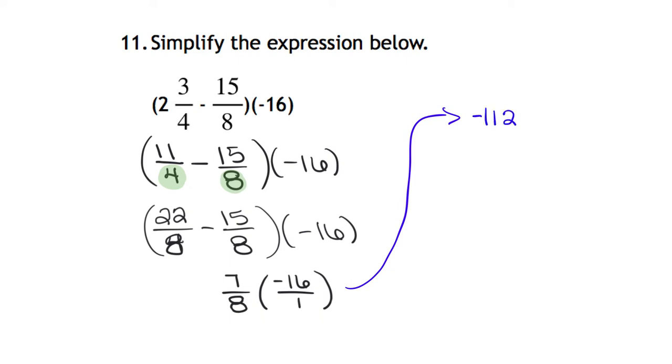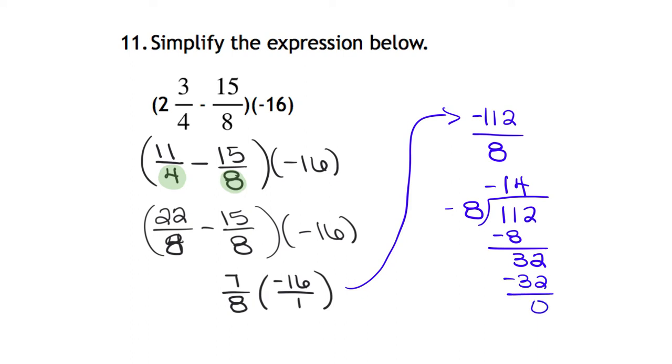Negative 112 over 8. And heaven forbid we remember how to divide. So if we go 112 and we divide that by 8, how many times is 8 going to 11? Once. So we subtract the 8. You got your 3. Bring down your 2. 8 to 32. 4 times. Subtract 32. You zero out. And you end up with a final answer of how much? Negative 14.